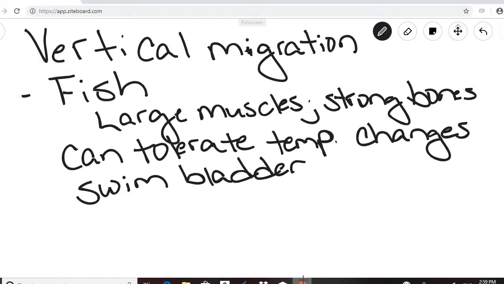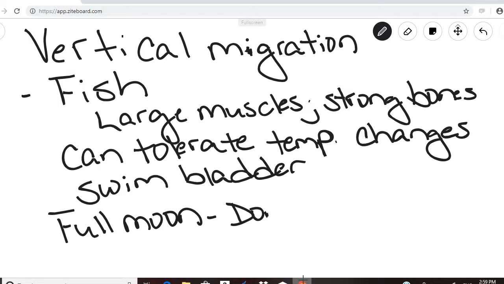During a full moon, they would typically not travel very high because they don't want to be seen by predators. So they would not travel too high vertically.